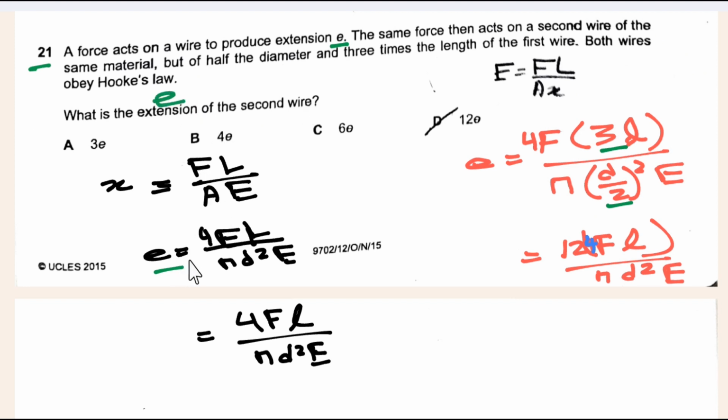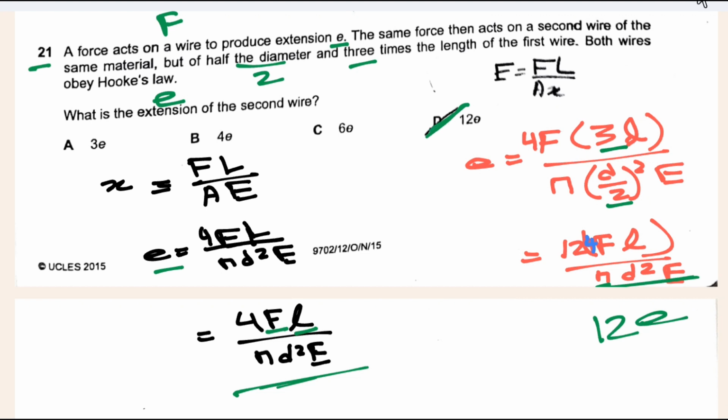So for the first wire, what is the extension? We have found the extension, that is 4FL over pi d square E. Since the value of force is not given, we consider it as F. Also we consider the length as L. So this is the first extension, and for the second extension we know that length is 3 times, so 3L, and the diameter is half, so diameter divided by 2, squared. So after calculating, if we compare this value and this value, we can see that the final extension is 12 times the first extension. So the final extension is 12E.